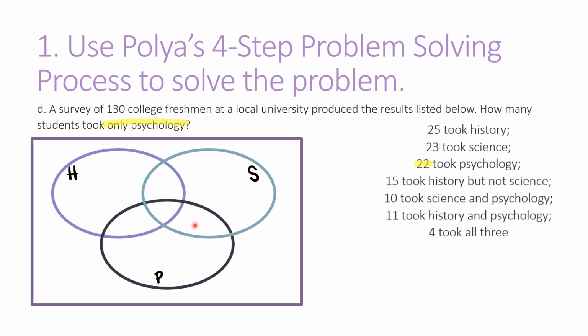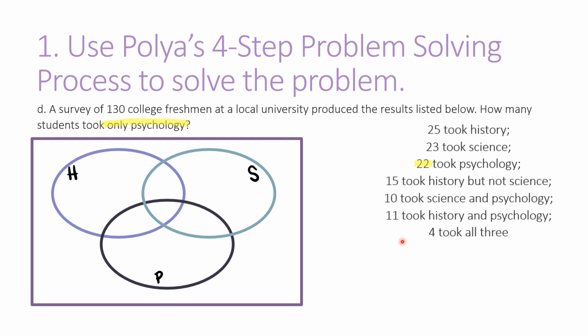If you were in this part of the bubble, that means you took science and psychology. If you were over here in this part of the bubble, then that means you took history and psychology. If you're in the very middle part of the Venn diagram, that means you took all three.